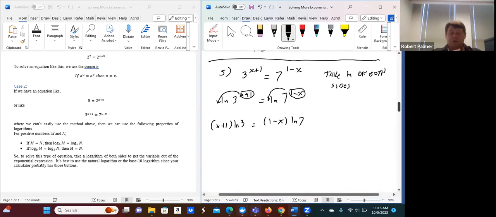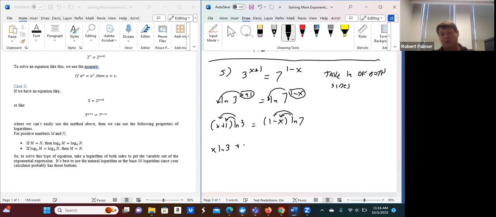Okay. Now, this one requires a little bit more work. So remember, our goal is to get x by itself, but notice we have an x on both sides. So the best thing to do here is to distribute. It's not the only way, but it's probably the best way. So I'm going to distribute the natural log of 3 to both terms and do the same thing over here with the natural log of 7 on this side. So we have x times the natural log of 3 plus 1 times the natural log of 3, or just the natural log of 3, is equal to 1 times the natural log of 7, or the natural log of 7, minus x times the natural log of 7.